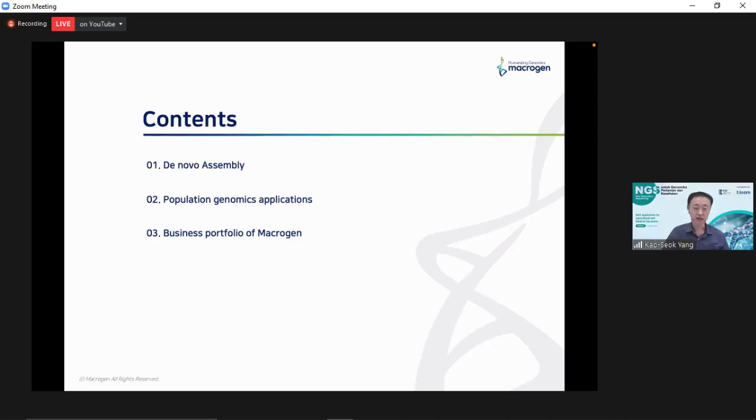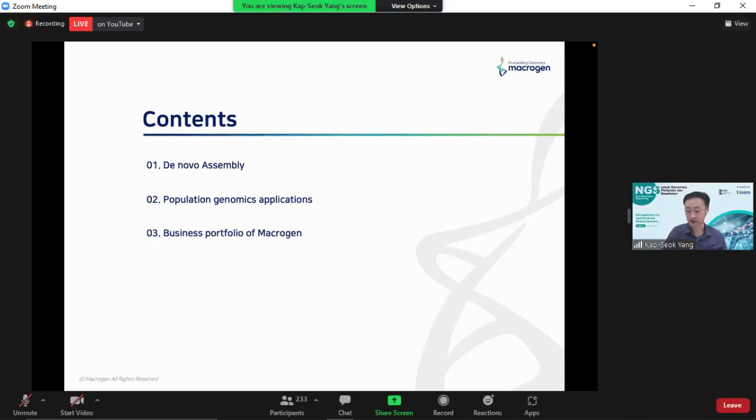And second of all, making the reference genome is not the ultimate purpose of the genome sequencing. It is what kind of information or what kind of development they can do on the reference genome. So I would like to add the population genomics applications after the de novo assembly. And if I have some time left, I will briefly introduce the other part of the Macrogen side.